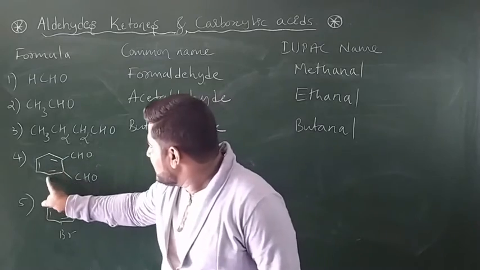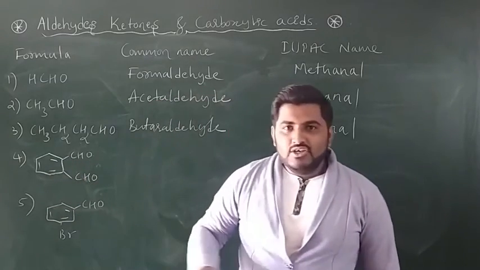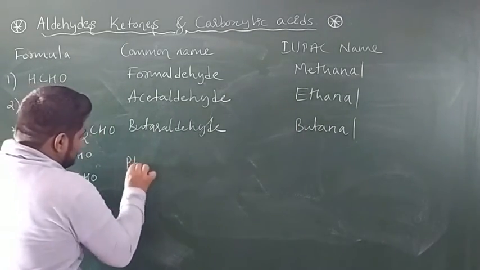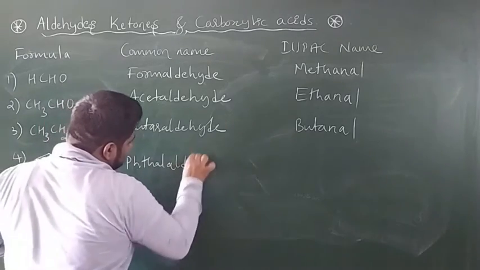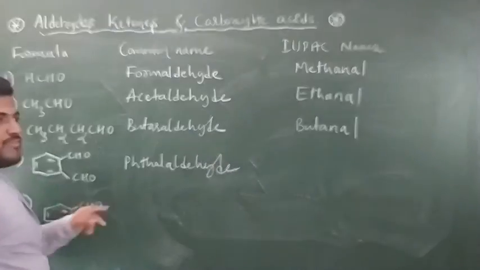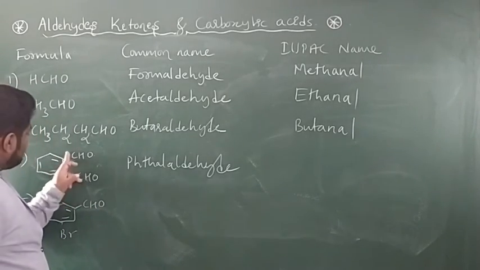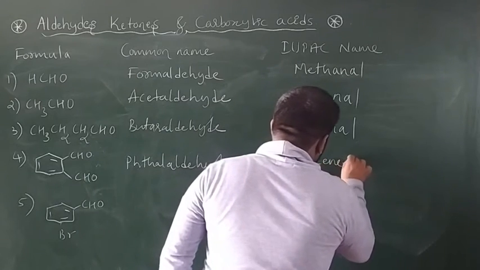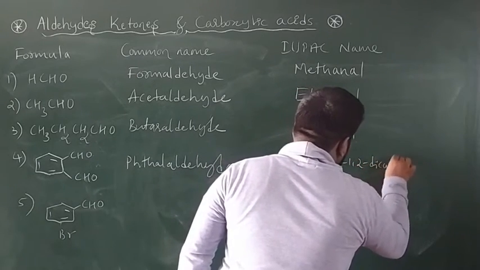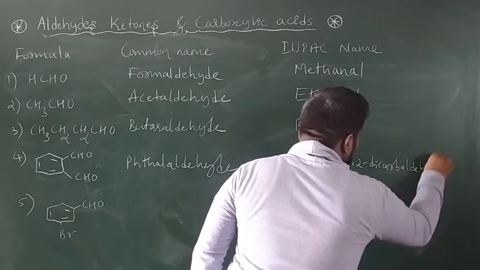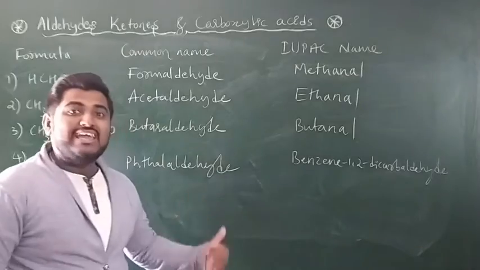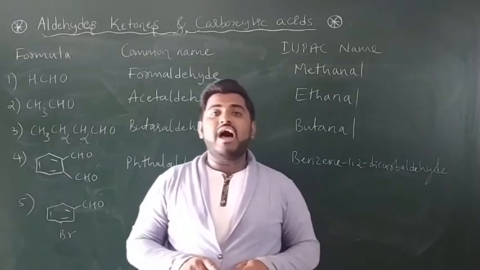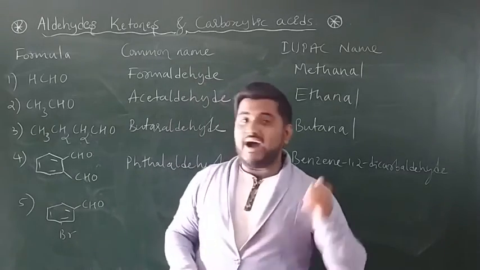Carefully see here, guys. Benzene is there, and 2 aldehyde groups are there. So commonly this one is called phthalaldehyde. Common name is phthalaldehyde. The IUPAC name: here benzene is there, 1, 2 dicarbaldehyde we have to write. Benzene 1, 2 dicarbaldehyde. Why the name carbaldehyde, guys? In case a ring is there, then we have to add the word carbaldehyde in the IUPAC system.